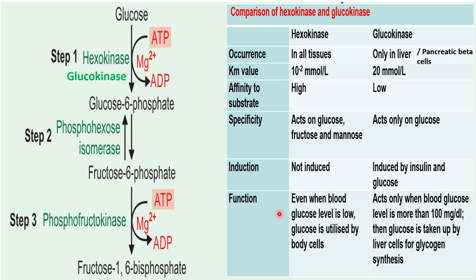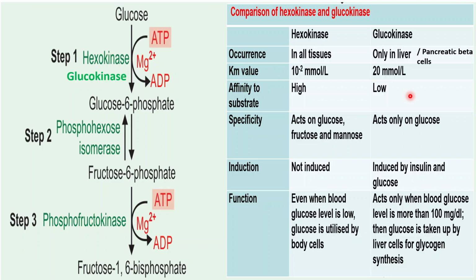So that is why hexokinase is present in all tissues of the body, so that even when the blood glucose level goes down or is on the lower side, each cell of the body can still undergo glycolysis, process glucose and produce energy. On the other hand, glucokinase is present in liver and beta cells of the pancreas. The affinity of glucokinase for glucose is relatively lower.